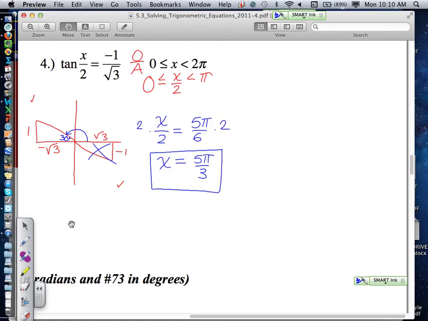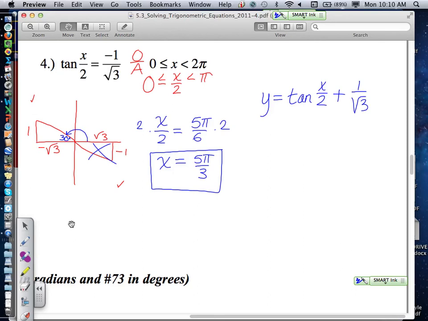All right, so let's take a moment. Take out your graphing calculators if you would, and let's graph this. If I was going to check this with my graphing calculator, I would graph y equals tangent x over 2, and I have to add the 1 over root 3. I'm adding 1 over root 3 because I'm essentially setting the equation equal to 0.